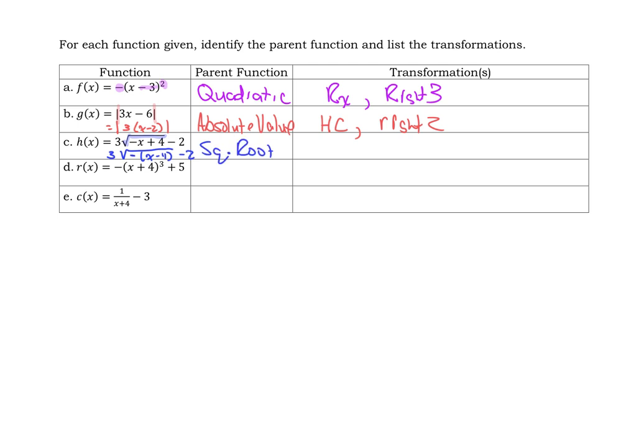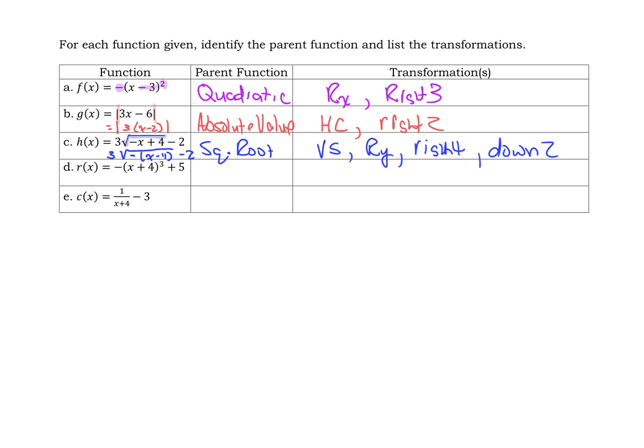The 3 on the outside is a vertical stretch. The negative on the inside is reflect over y. The minus 4 is to the right 4, and then the minus 2 is down 2.